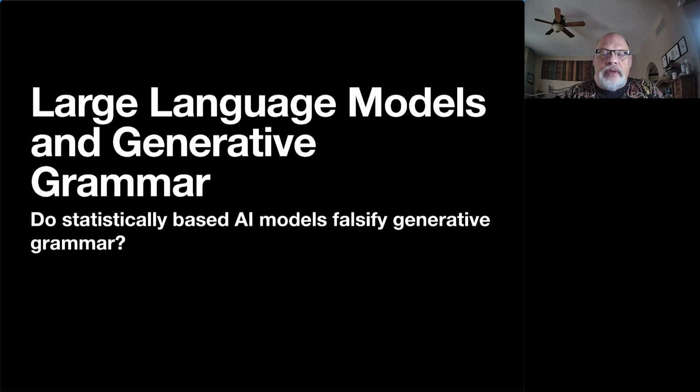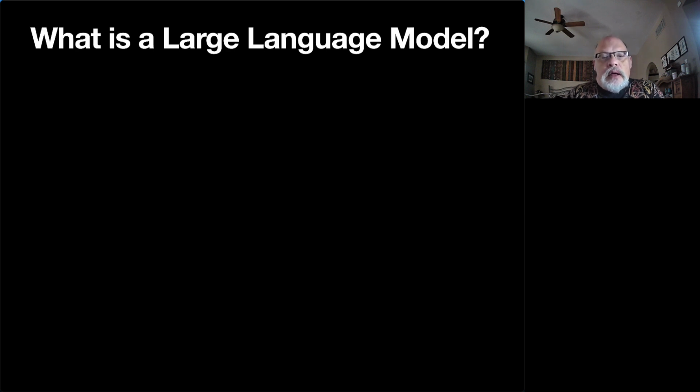to generative grammar? Generative grammar is effectively a non-probabilistic, deterministic rule-based model. Large language models are probabilistic statistical models. And given the success of programs like ChatGPT, it becomes a legitimate question: do AI-based models, statistically based AI models, falsify generative grammar? So I wanted to address that question for people.